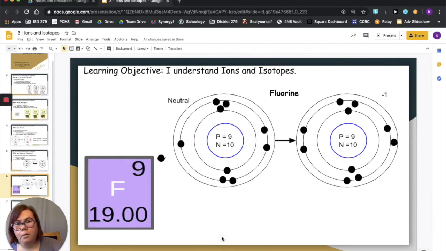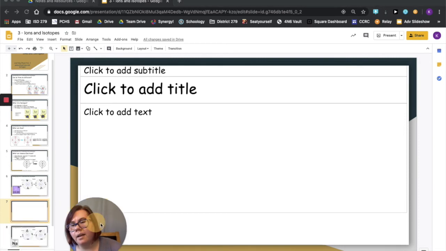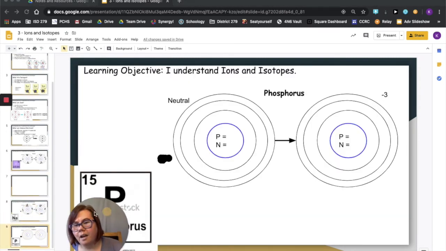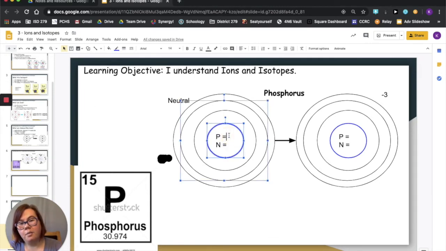So we're going to go ahead and go on to our last example here. We're going to talk through a phosphorus ion. So again, we start by taking a look at the top of our square. It has 15 for its atomic number, which tells us that our number of protons is also 15. Again, this is the same in both the neutral atom and our ion.